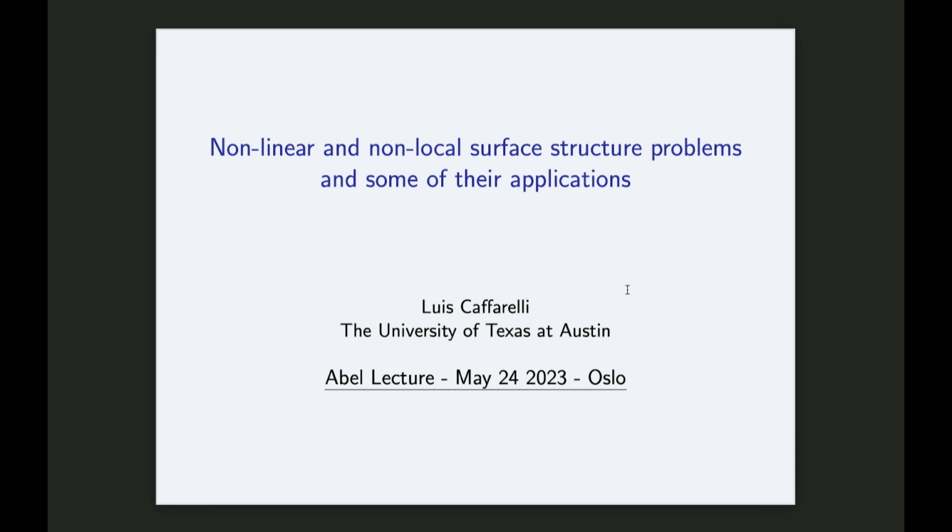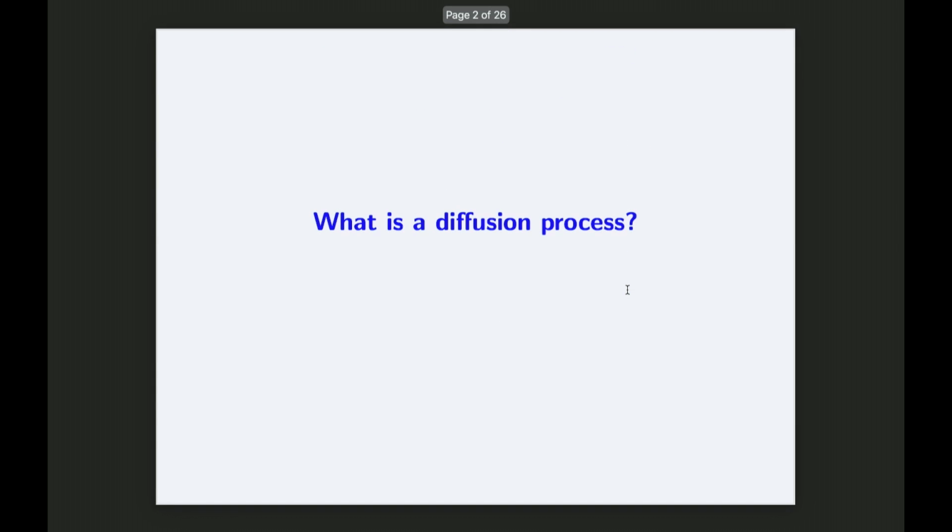So this is the title, Nonlinear and Local Surfaces, Structure Problems and some of their applications, okay? And so, well, let's talk about, so what is a diffusion process?